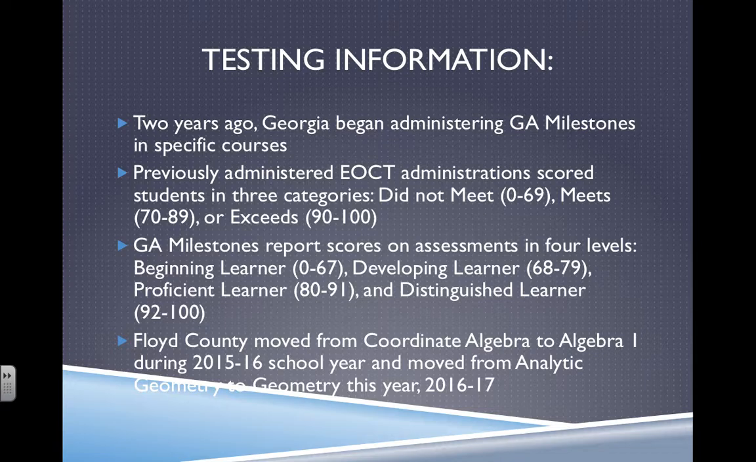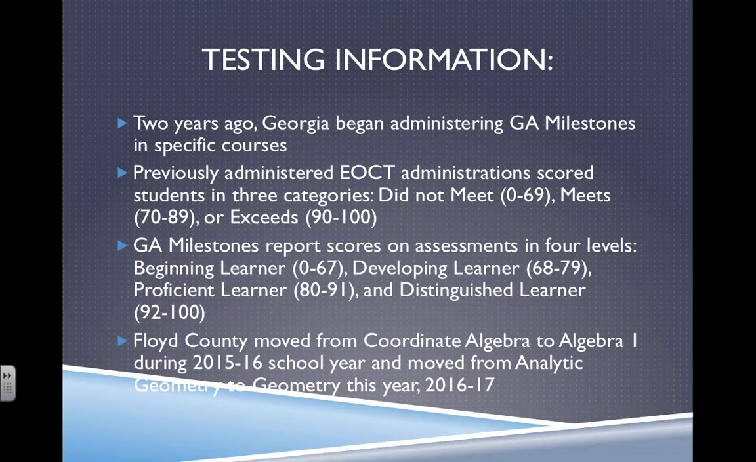2 years ago, we changed to Georgia Milestones, and they report scores in 4 different levels: a beginning learner, developing learner, proficient learner, and a distinguished learner. And you can see the different scores there on the scaled score scale from 0 to 100. The Georgia Milestones test is supposed to be significantly more challenging than the previously administered CRCTs in elementary and middle school and the EOCTs that we were giving in the high school. So it's harder, we assumed, for students to fall into these upper categories.